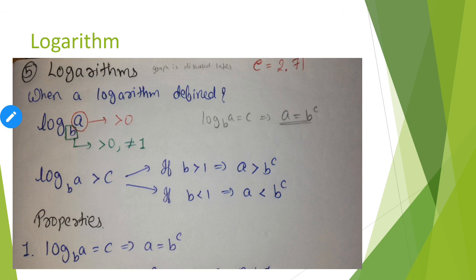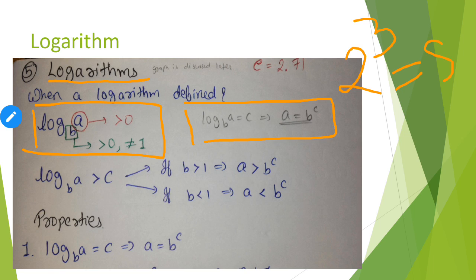So what is a logarithm? A logarithm is defined when a is greater than 0 and b is greater than 0, not equal to 1. This is read as log a to the base b. When log a to the base b is equal to c, we can write a is equal to b raised to c. How did logarithm come into existence?